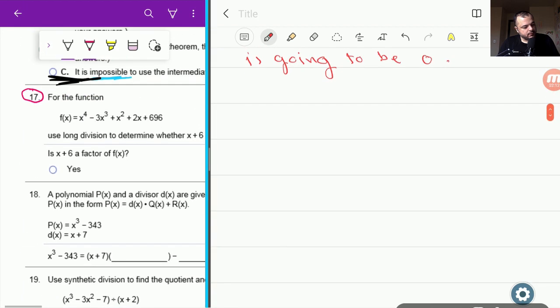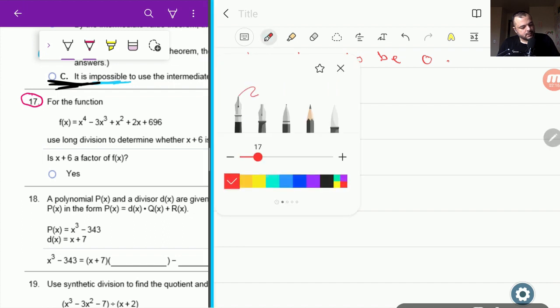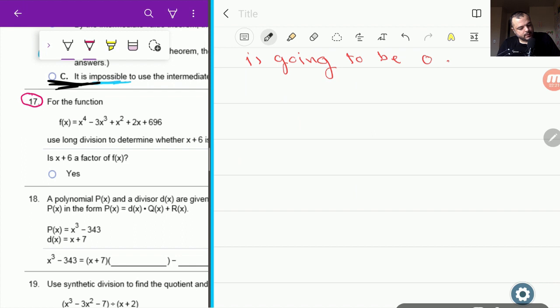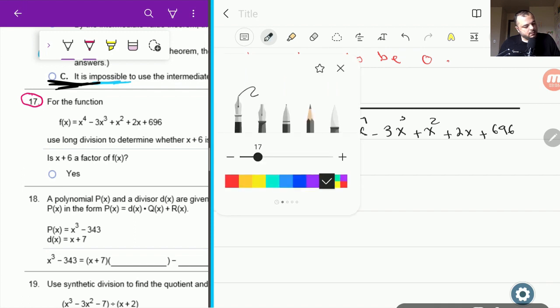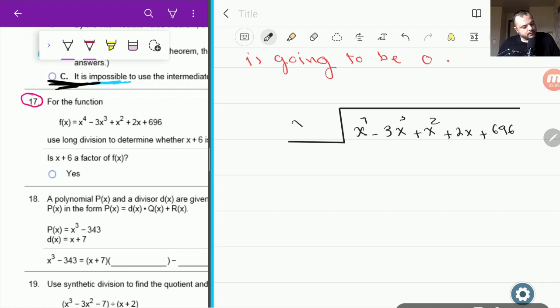So let's do the long division. So we got x to the power of 4 minus 3x cubed plus x squared plus 2x plus 696, divided by x plus 6.